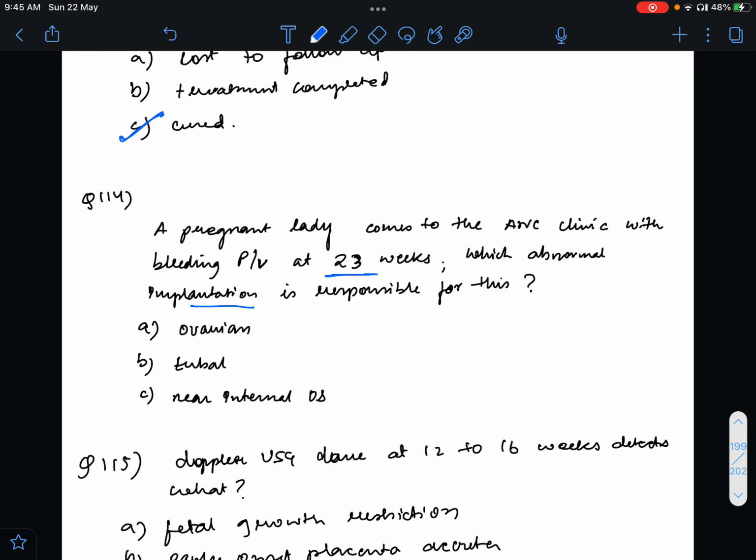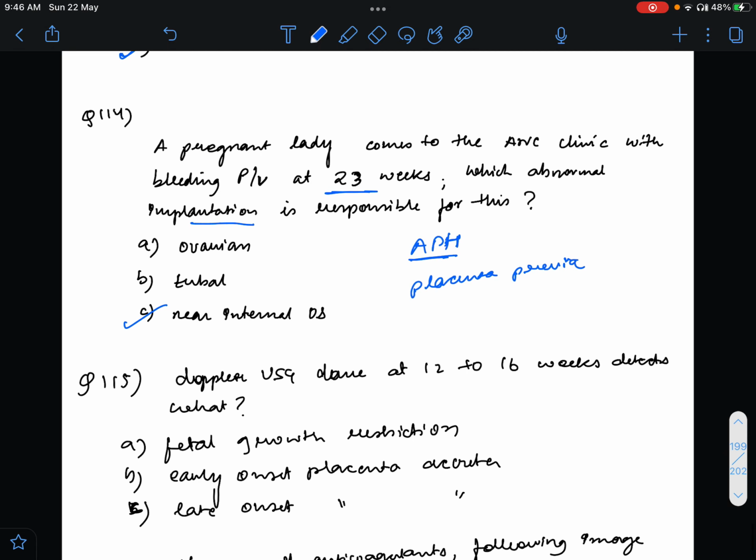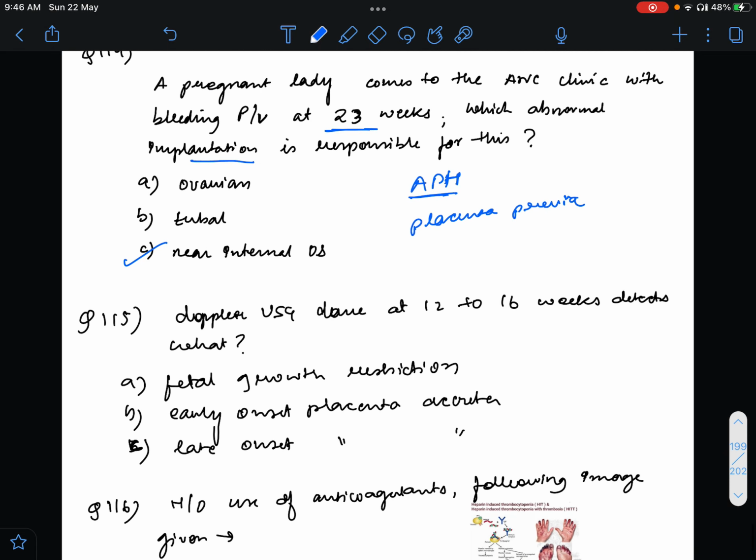Basically, they had twisted the question a little, but they are trying to mean antepartum hemorrhage, and in which of these abnormal implantations, ovarian, tubal or near internal os, we will likely see antepartum hemorrhage. I think the answer will be near internal os because they are trying to indicate placenta previa, which is a cause of antepartum hemorrhage. So that will be the answer. Really nice question. Answer should be near internal os.